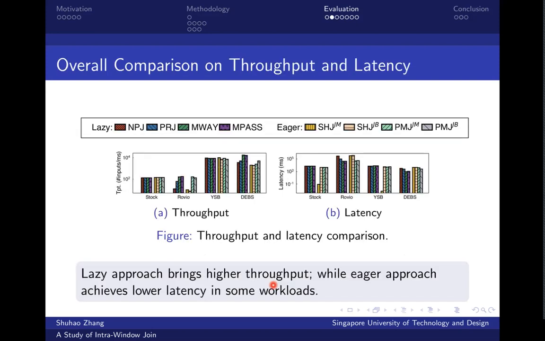This figure illustrates the overall comparison on throughput and latency among all algorithms. We can see that the lazy approach brings higher or at least the same throughput for all 4 workloads, which indicates higher execution efficiency. While the eager approach shows lower latency in some workloads, in particular Stock and YSB.